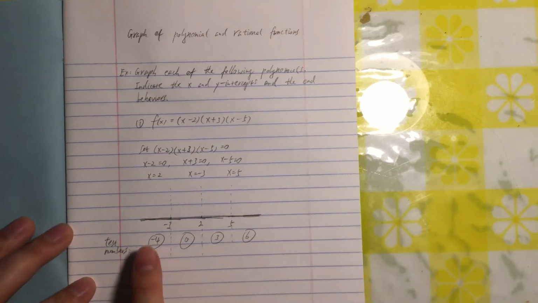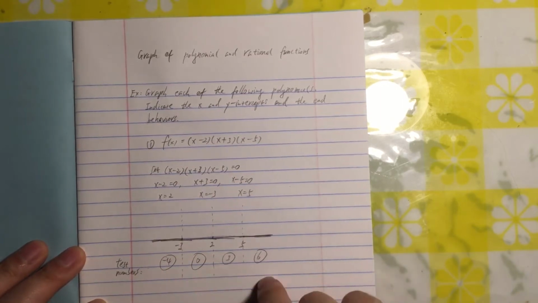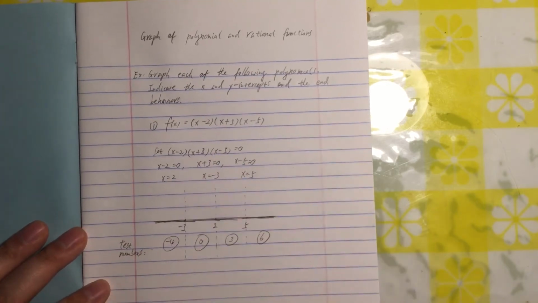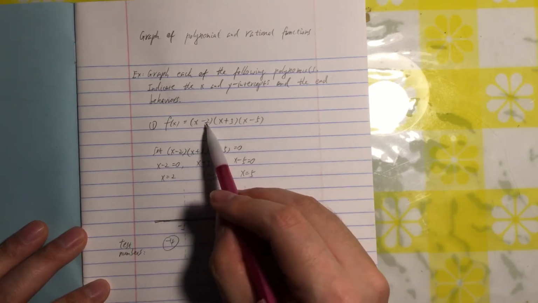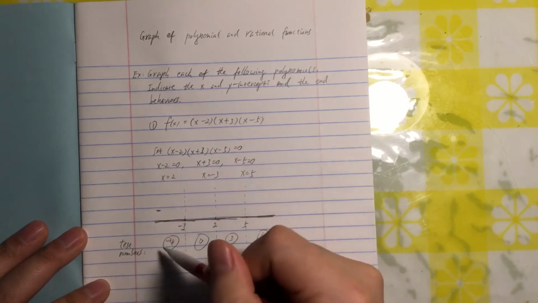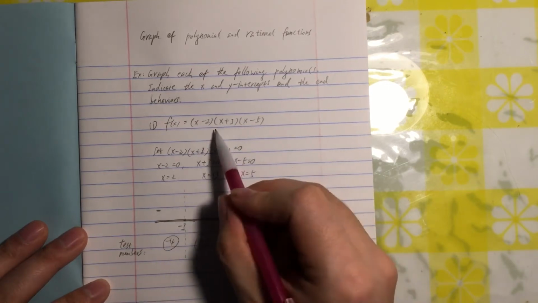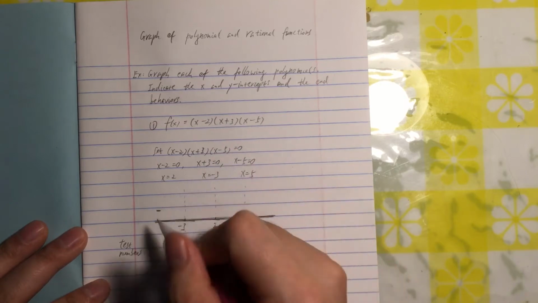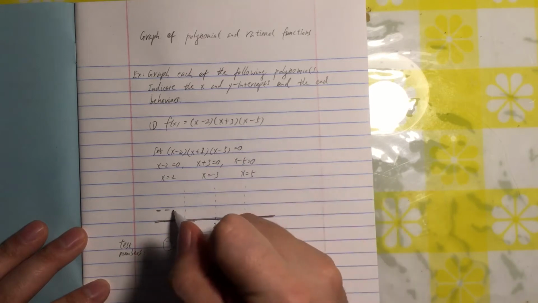Next, plug in the test number into function f. Test for positive and negative. If I plug in negative 4 here, negative 4 minus 2 is negative. We don't care about the value, we only care about the sign. Negative 4 plus 3 is negative 1, which is negative. Negative 4 minus 5 is negative 9, that's negative.